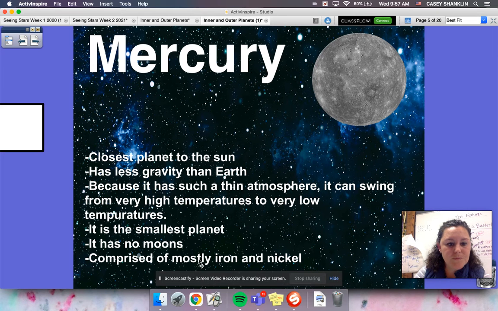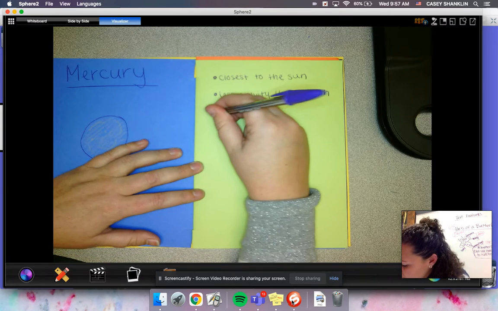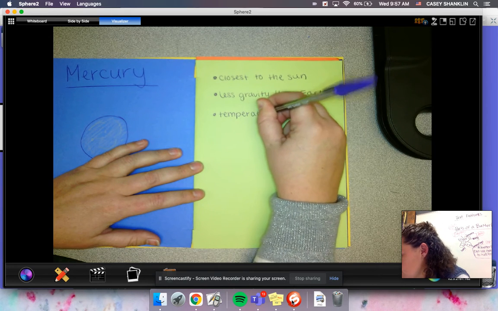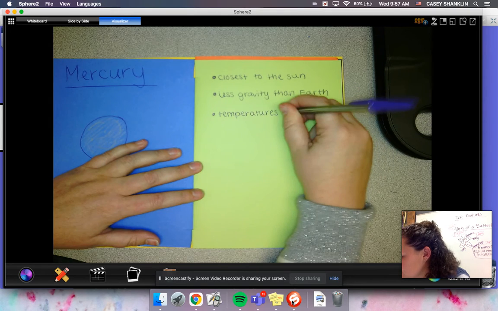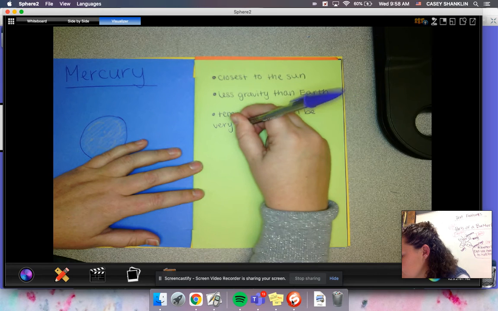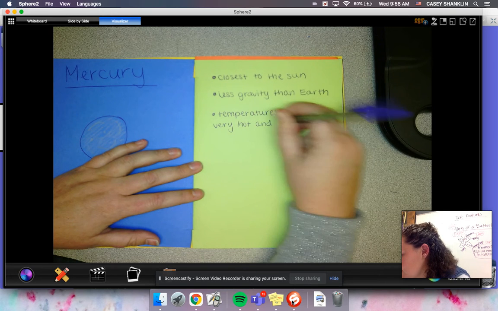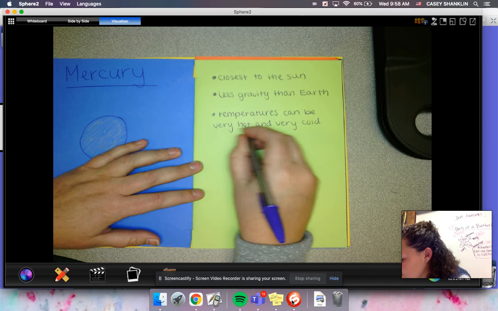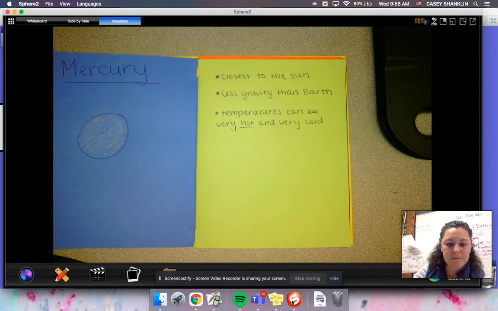Oops, wrong page. Temperatures can be very high and very low. That's going to be our next one. We can put can be very hot and very cold. Remember that this is the closest planet to the sun, so I'm sure those temperatures can be really, really hot.